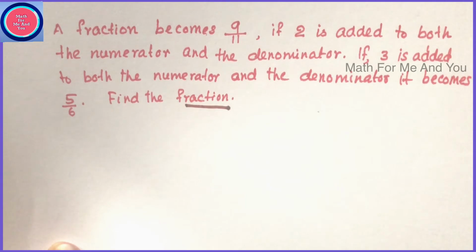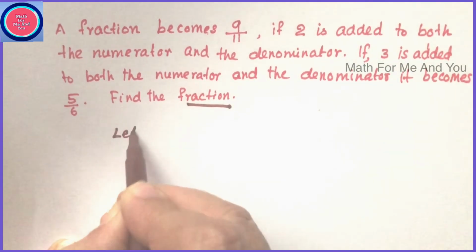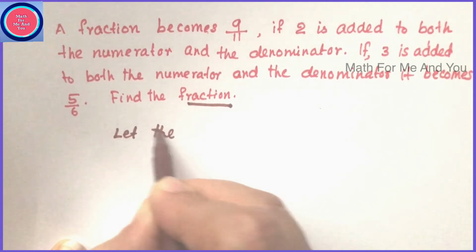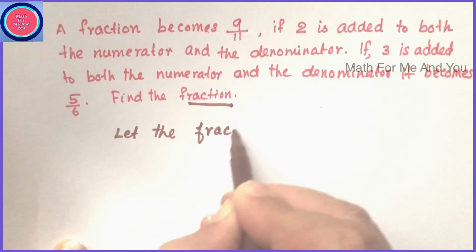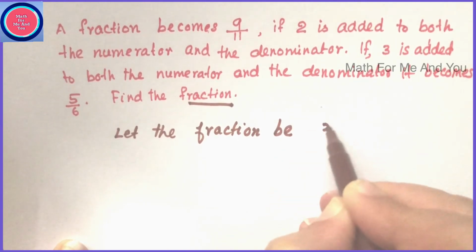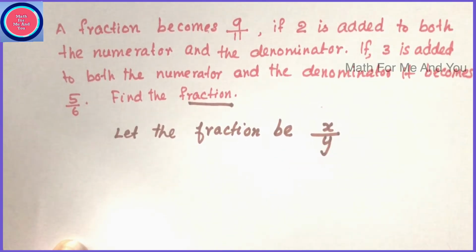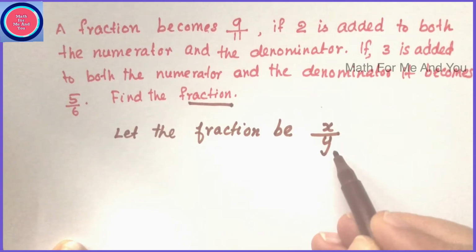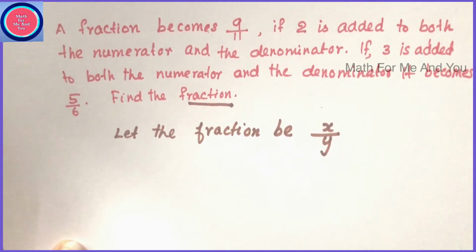So we need to find the fraction. A fraction contains a numerator value and a denominator value. So we can take the numerator as x and the denominator as y. So the fraction we are considering is x over y. Let the fraction be x over y. So the two variables we have considered are the numerator and denominator.